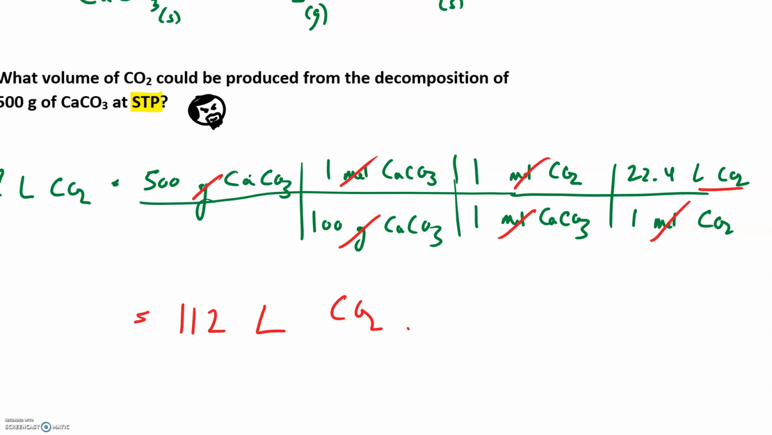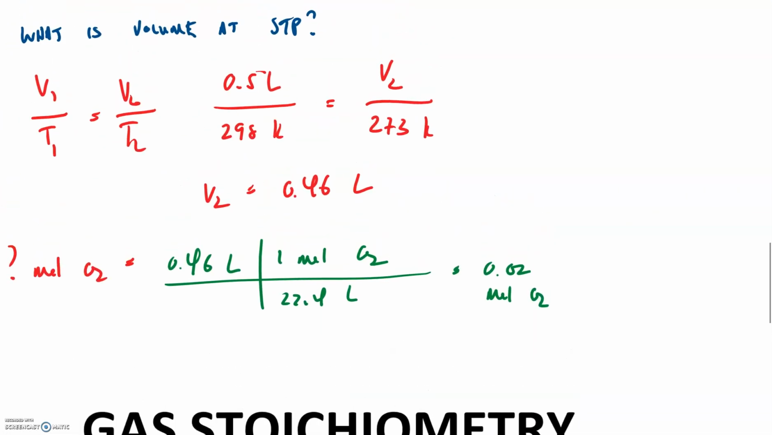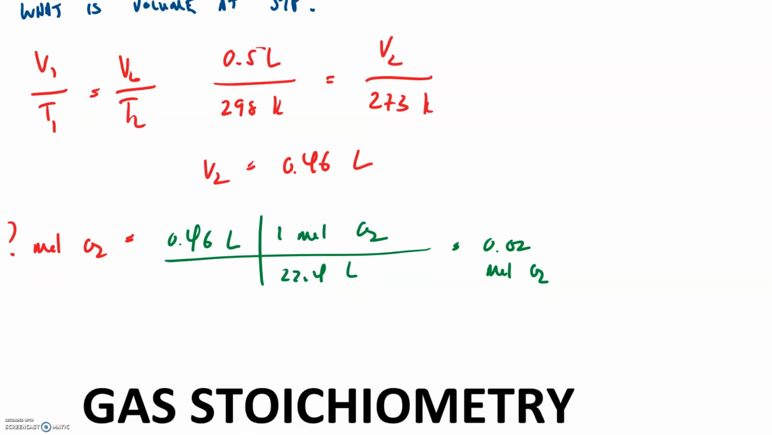All right, take that for a spin. And be aware that at some point, I'm going to ask you to do one of these in a situation that is not STP, but you know how to do that because just like we did up here, just find what your volume would be at STP, and then you can switch to a new volume at a different temperature, vice versa.